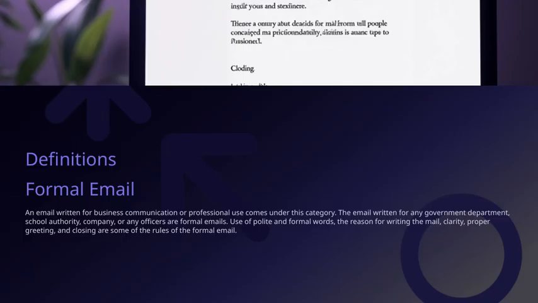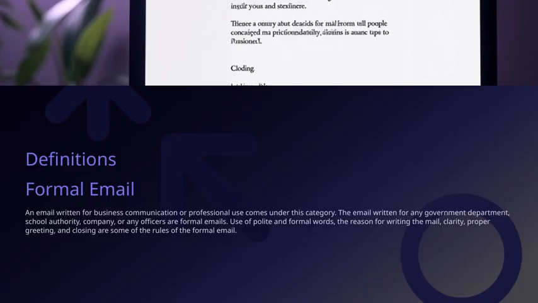Also, clearly stating the reason for your email is crucial. It helps the recipient understand your purpose right away. Another important aspect is clarity. Your message should be easy to understand. Proper greetings at the beginning and appropriate closing remarks at the end are also essential components of a formal email. These elements not only show politeness, but also structure your communication effectively.